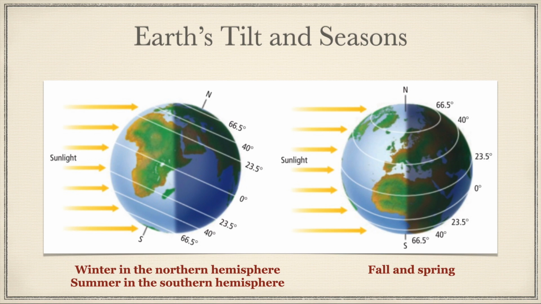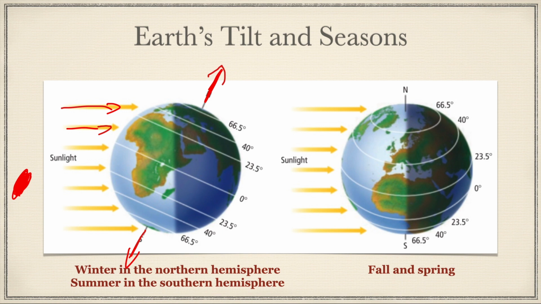So if the sun is kind of over here somewhere, okay, then our sunlight is coming in this way. And in the northern hemisphere, this would be winter because the North Pole is pointed away from the sun. This would be summer in the southern hemisphere. It's kind of what we have right now.